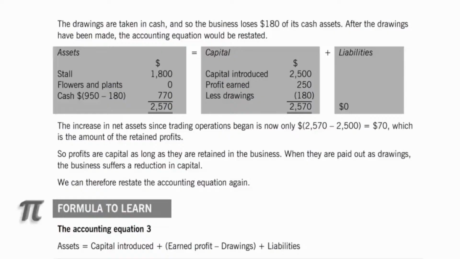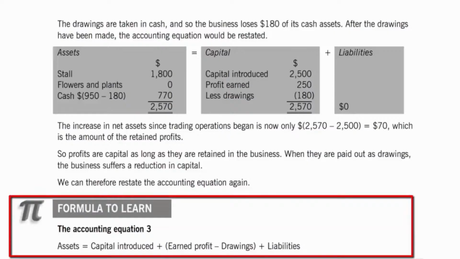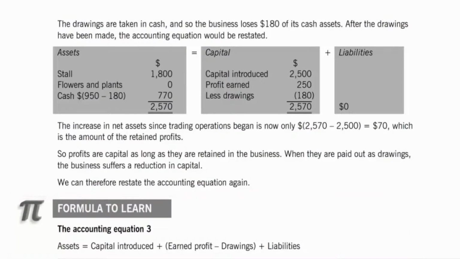When the owner withdraws money, it reduces the total capital or net assets of the business because it's money leaving the business that could have been retained and reinvested. 3. The accounting equation is adjusted to include drawings. We can restate the accounting equation to show that assets equal capital introduced plus earned profit minus drawings plus liabilities. In Neelam's case, there are no liabilities, so our equation here is simply assets equal capital introduced plus earned profit minus drawings. After accounting for the drawings, this equation balances out, showing that the total assets and total capital are both $2,570.